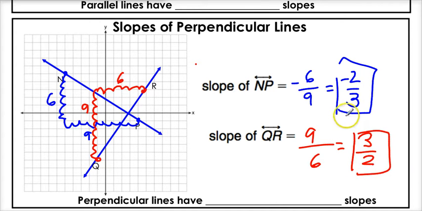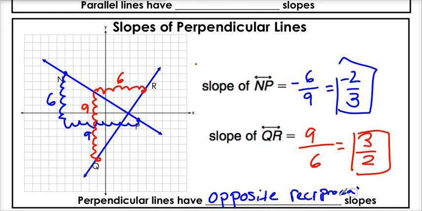Interesting. So if you notice here, we have the same numbers, except one's negative and one's positive because one's going down and one's going up. So one's always going to be negative. And they flipped over. If it goes down 6 over 9, it's going to go up 9 over 6. So the simple way to say it is one's positive and one's negative, and they flipped over. The math way to say that is to say they are opposite reciprocals, okay? Perpendicular lines always have opposite reciprocal slopes.